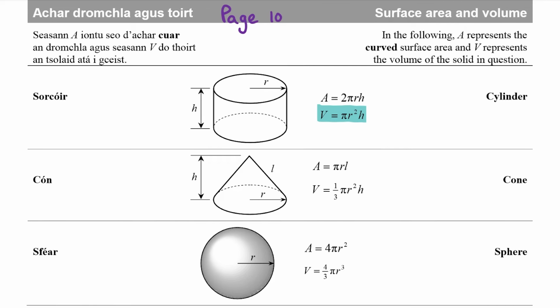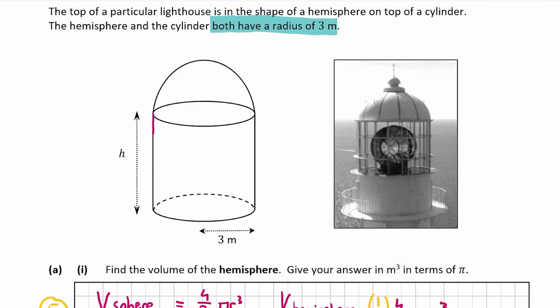Now our question is slightly different in that we're given the volume and we have to work out the height. So normally you're given the radius and the height and you have to work out the volume. So we're essentially working backwards here. So let's give it a go. So this is my cylinder here, and we don't have the height. That's what we're trying to work out.